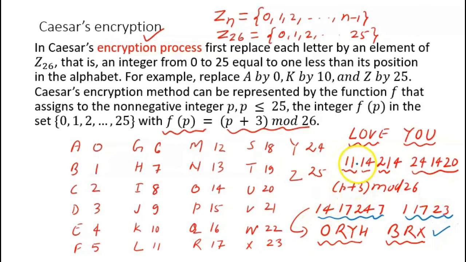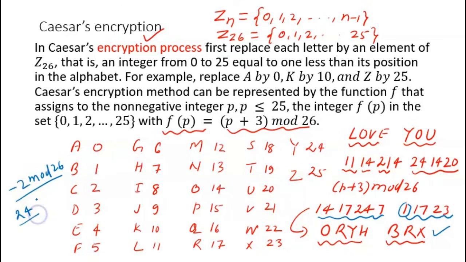So 14 minus 3 is 11, 17 minus 3 is 14, 24 minus 3 is 21, 7 minus 3 is 4, 1 minus 3 is minus 2, so he will get minus 2, right? Sorry, 1 minus 3 is minus 2, and what is minus 2 modulo 26? So minus 2 modulo 26 is 24.